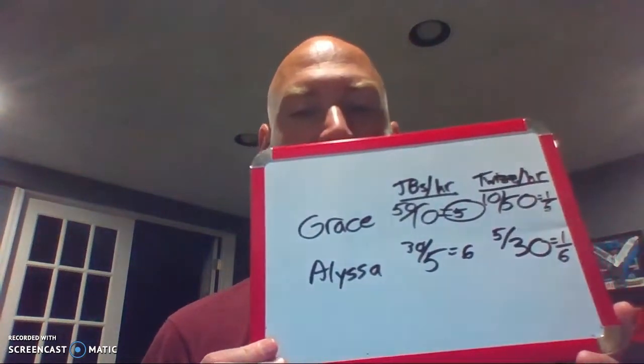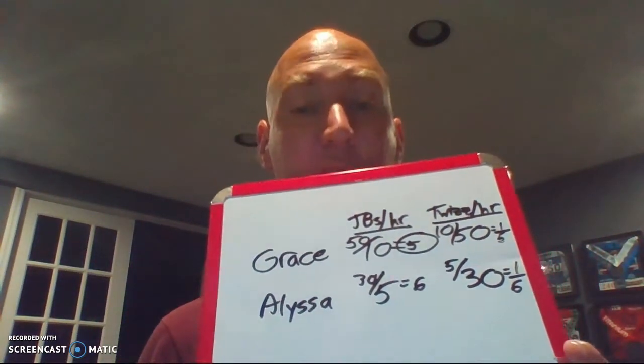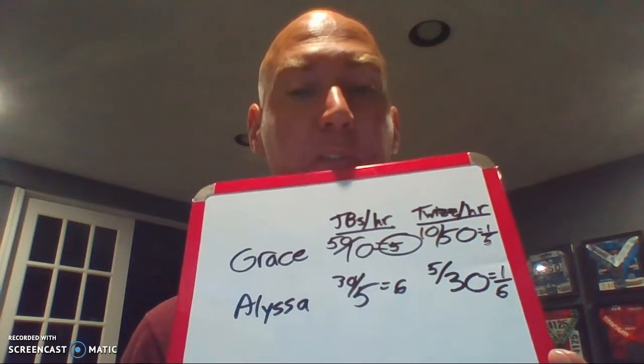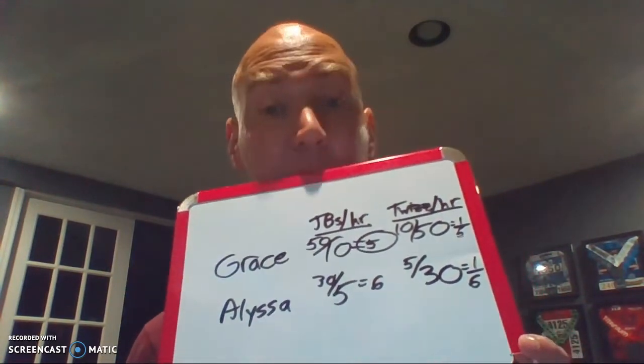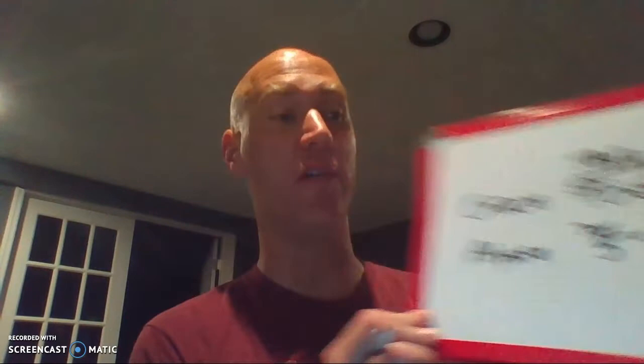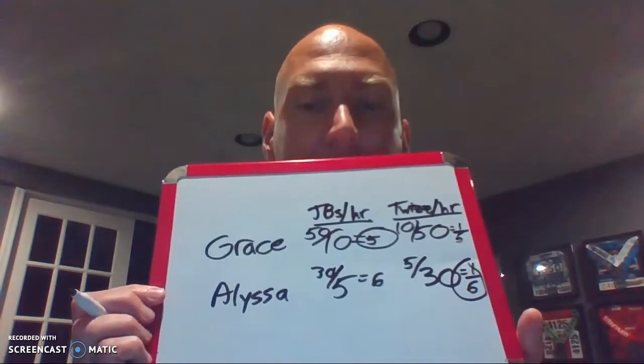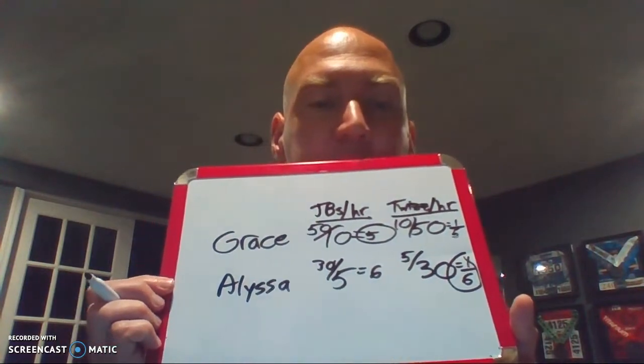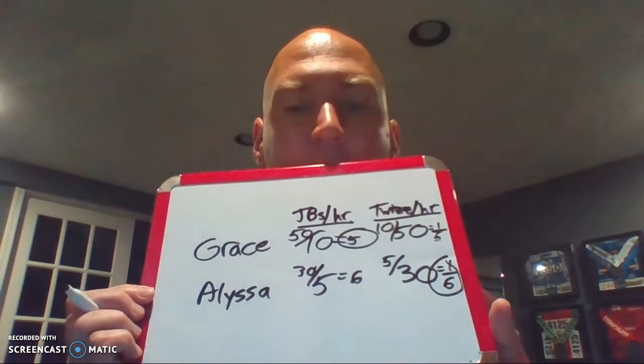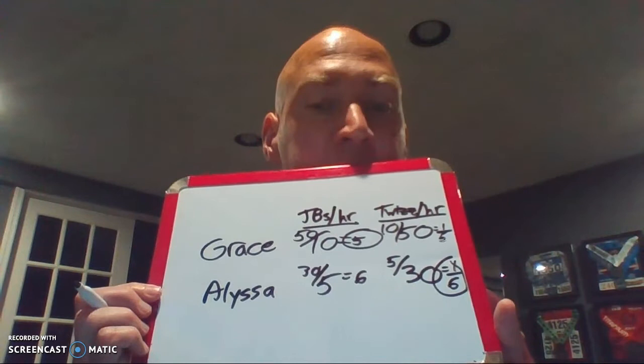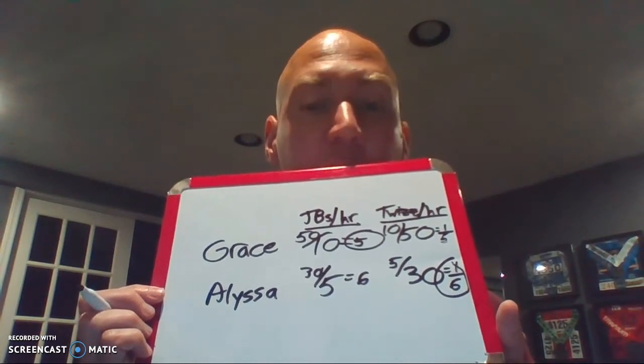So Grace would have the comparative advantage in jelly beans, and you already automatically know you can't have a comparative advantage in both. If you have it in one, the other person or country has it in the other. So Alyssa would have 1/6 is less than 1/5. Alyssa has the comparative advantage in Twizzlers. Grace should make jelly beans. Alyssa should make Twizzlers. And they should trade accordingly.